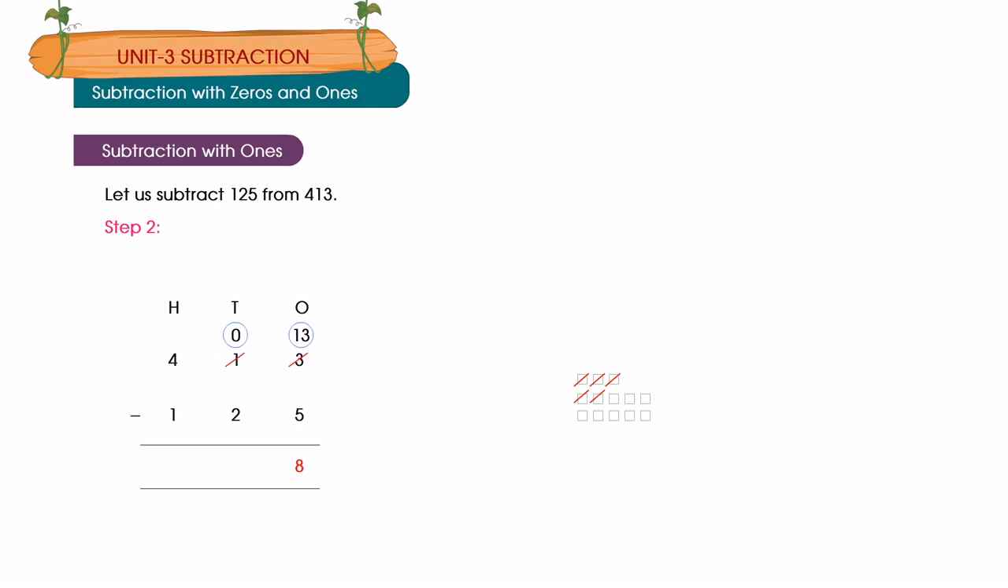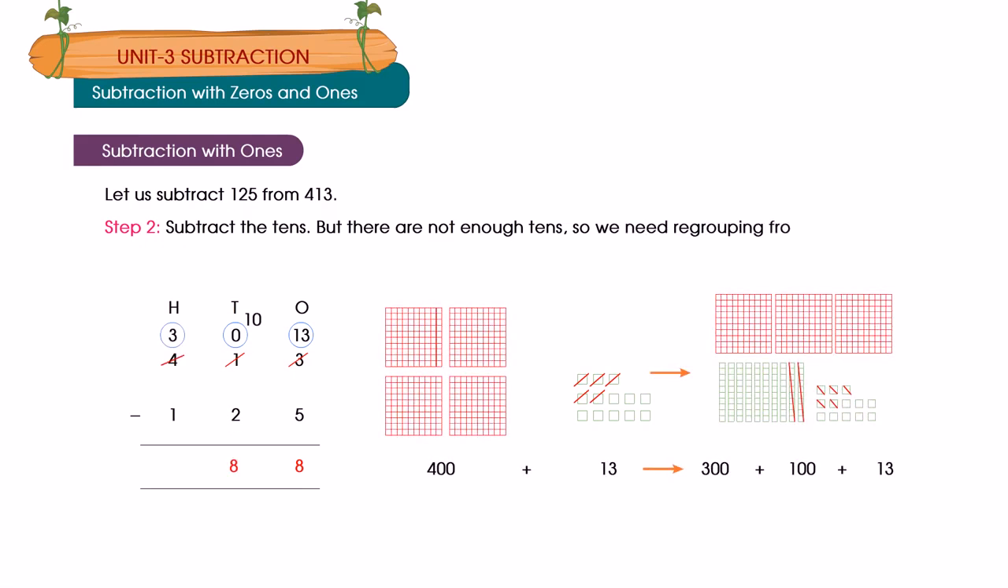Step 2. Subtract the tens. But there are not enough tens. So we need regrouping from hundreds to tens. 400 is equal to 3 hundreds, 10 tens.